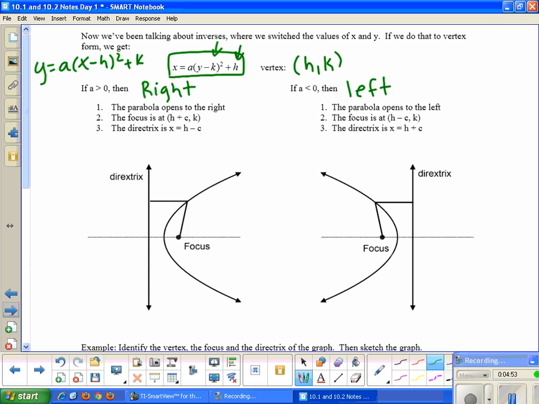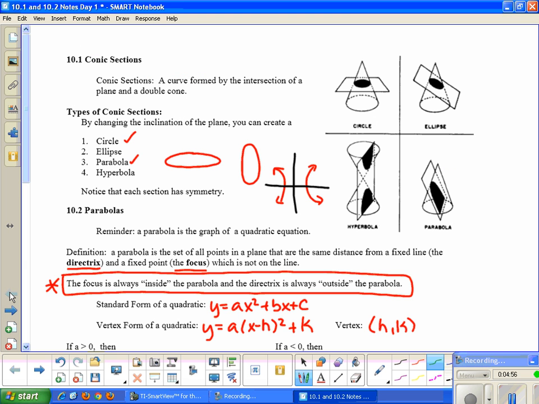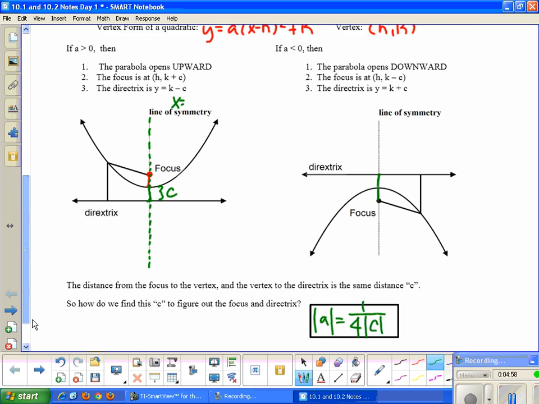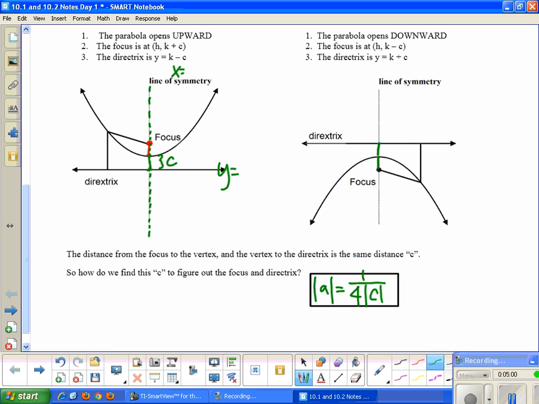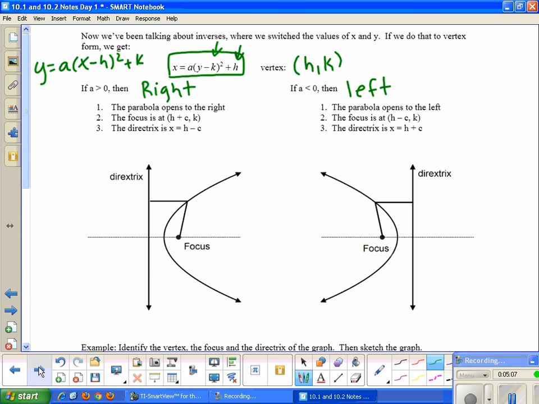Now, notice that instead of having a directrix like we had over here, the directrix here is going to be y equals some number. For these graphs, notice that it's a vertical directrix, so it's going to be x equals. And this distance from here to here is the same as the distance from here to here, which again we're calling our c value. How do you find the c value? The absolute value of a is equal to 1 over 4 times the absolute value of c, which is important to know.